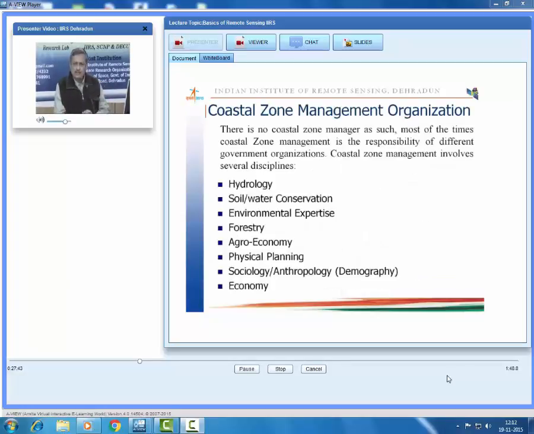As I was just mentioning, coastal zone management involves various disciplines. So we used to say that there is no coastal zone manager as such. Many a time, coastal zone management is the responsibility of different government organizations.